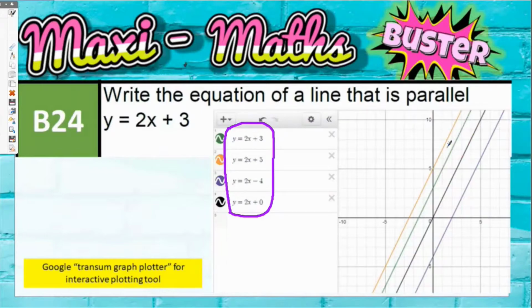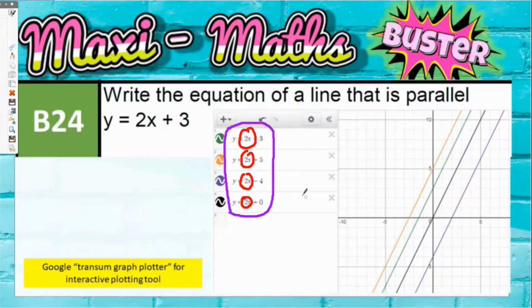Now, you can see that all of these lines are parallel lines. The orange, the green, the grey and the black lines are all parallel. And look at the equations that I have drawn to get those parallel lines. What have they all got in common? Well, they've all got the same number of x's. So they all begin with a 2x. The numbers on the ends are different, but they've all got the same number of x's.